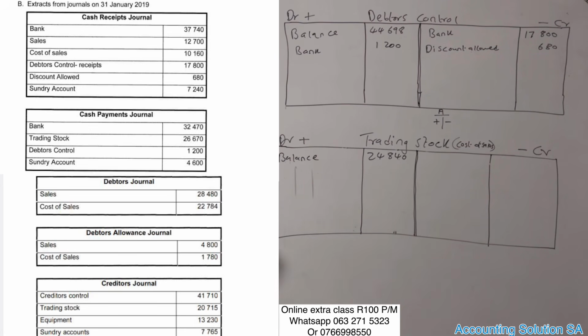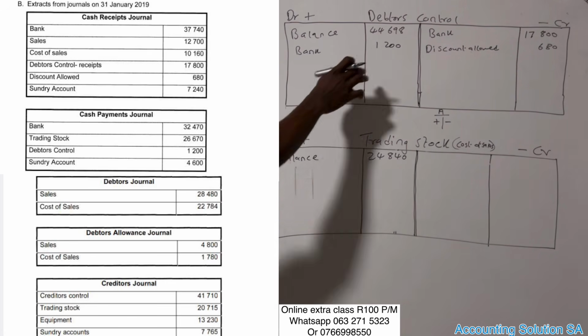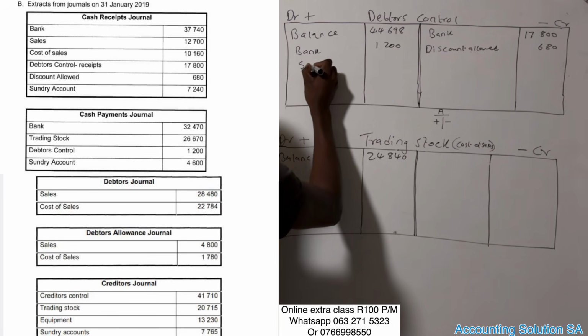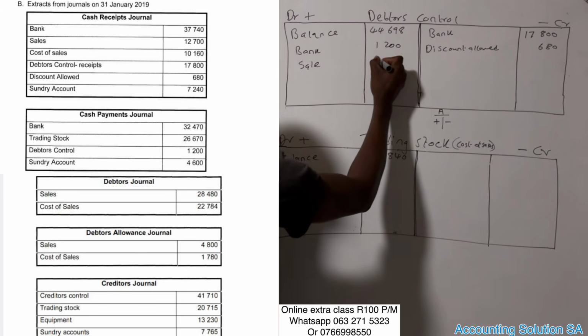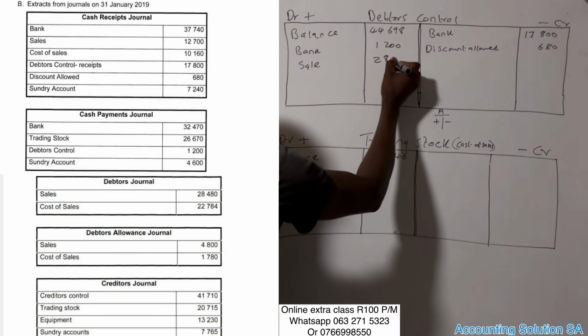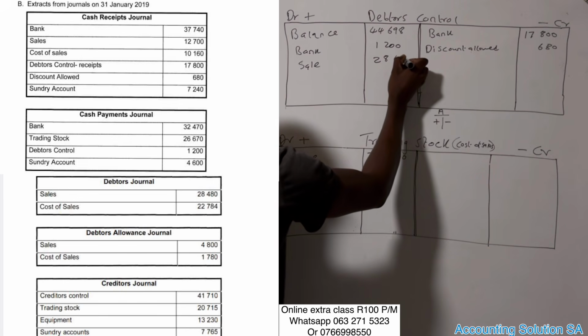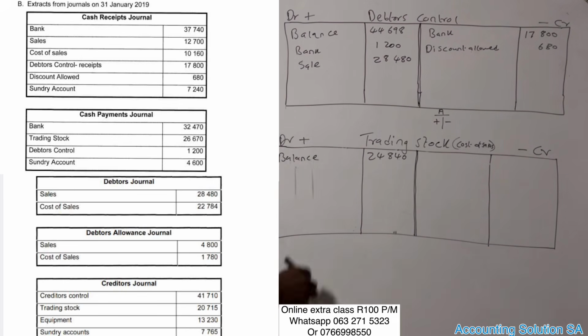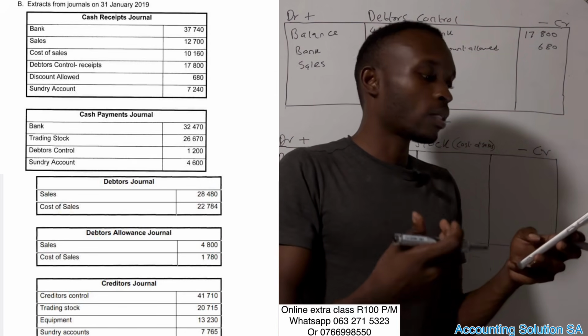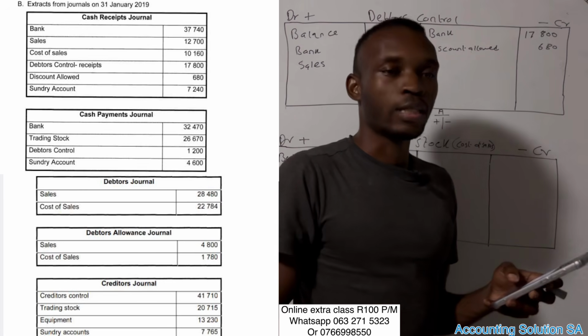Okay, let's take debtors journal. We sold 28,000 to this debtor. We sold him an amount of 28,000. We must use selling price. Cost price, we're gonna use it here. 28,480. Very simple. Liability is going to increase because we sold him stock and he hasn't yet paid us, because debtors journal will record all the debt.